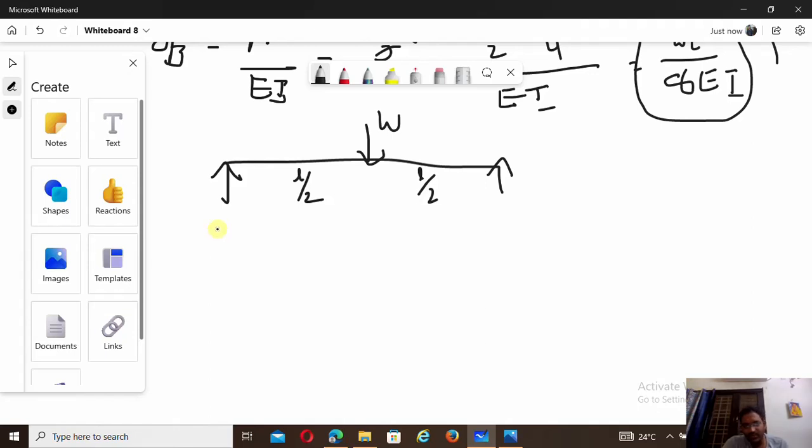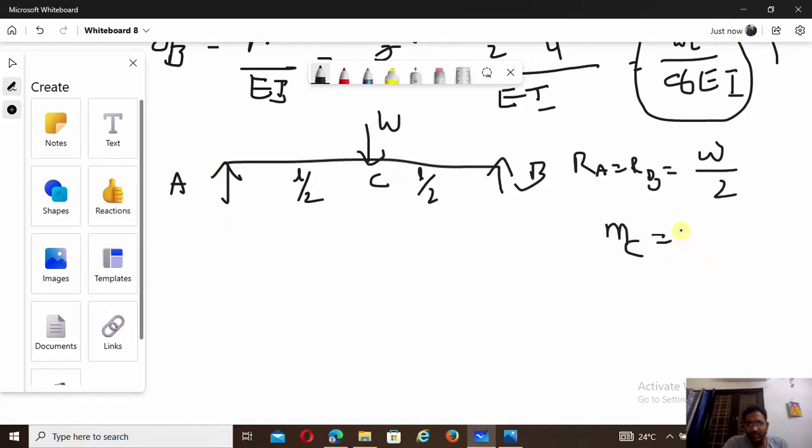So the concept is the same. First of all you have to calculate the reactions. So what are the reactions for this case? RA is equal to RB is equal to total load divided by 2. Am I right? Why? Because it is a symmetrical loading, so the reaction is W divided by 2. And for example, this is A, this is B, and this is C. What is the moment at this C? So moment at C is equal to reaction into L by 2. The reaction is W by 2 into L by 2. Finally we got WL by 4. And MA becomes 0, MB becomes 0. You already know this from the shear force and bending moment diagram concept.